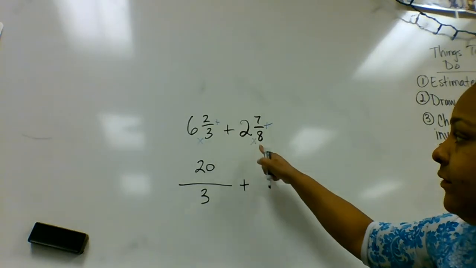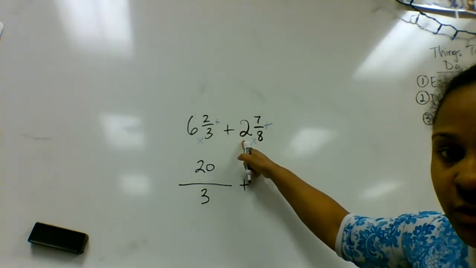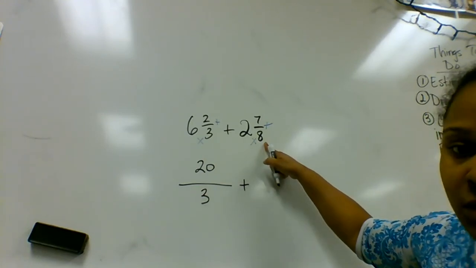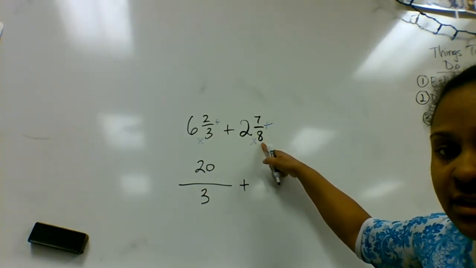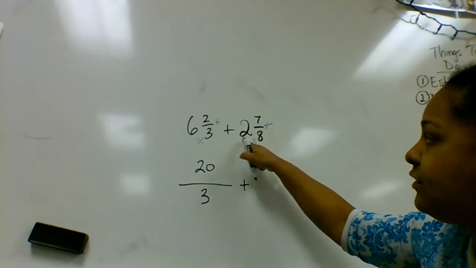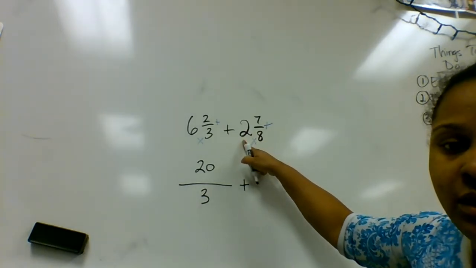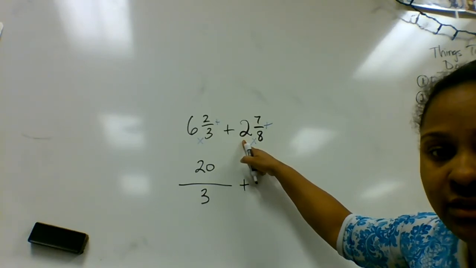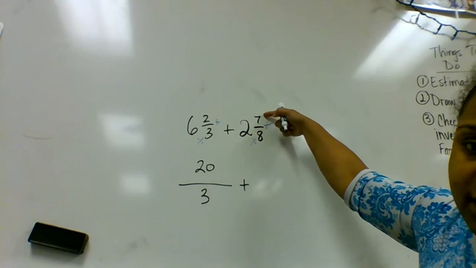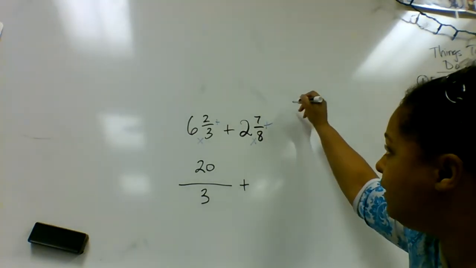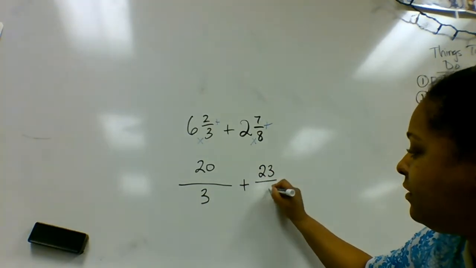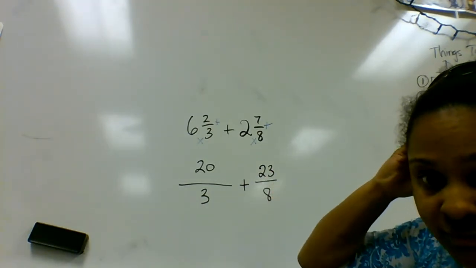Same here. How much is this 2 worth? Well, how much is 1 whole? In this fraction, 1 whole is worth 8. So this 2 wholes is worth what? 2 times 8 is 16. Don't forget, you have the 7 here. So 16 plus 7 is 23. The denominator does not change.